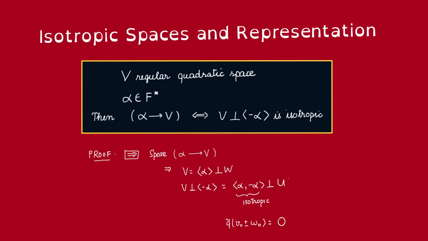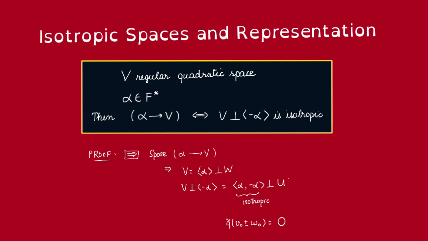Previously, in the video about representation and splitting, we gave a way to recharacterize representation. We showed that to say that alpha is represented by the quadratic form in V is equivalent to saying that V splits as follows. Now we'll give another way to rephrase this.